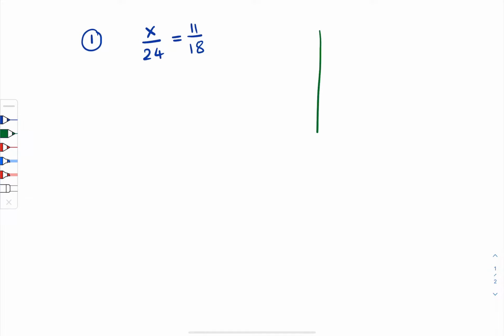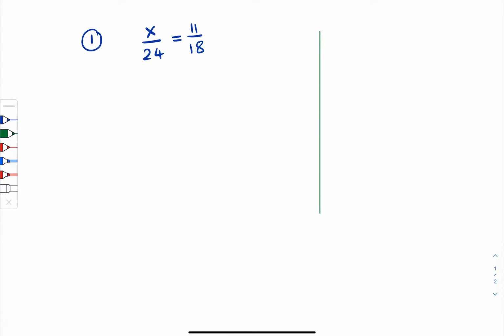In this video, we're going to review how to solve an equation for x. So let's take, for example, the following equation: x over 24 is equal to 11 over 18. Now here's the thing about solving for x. You have a few different objectives.